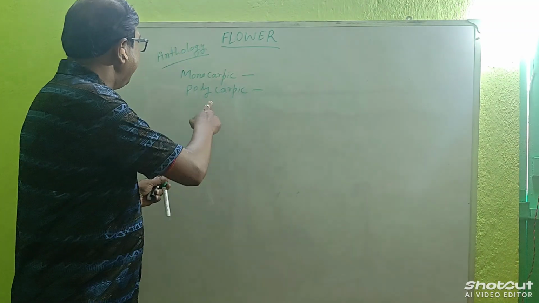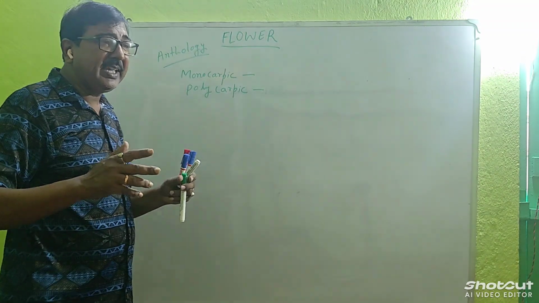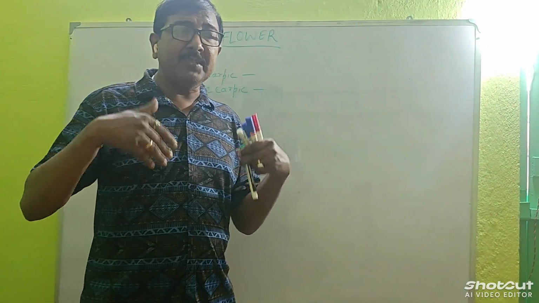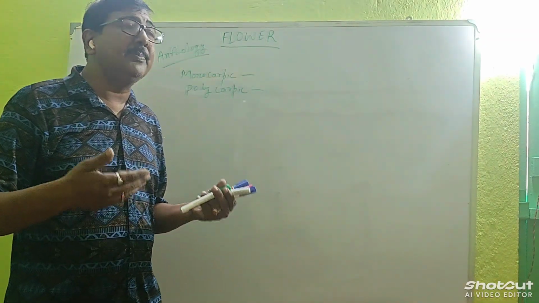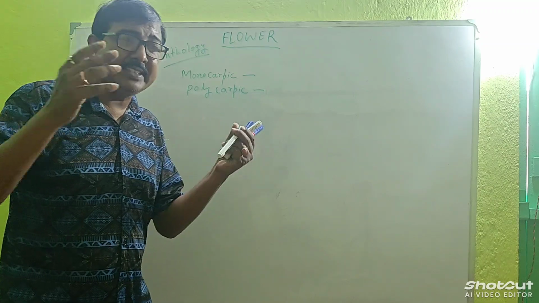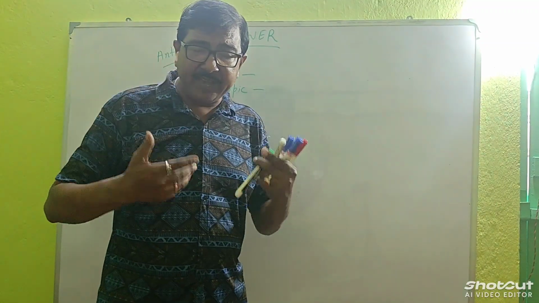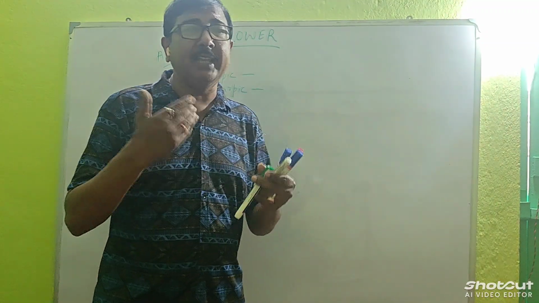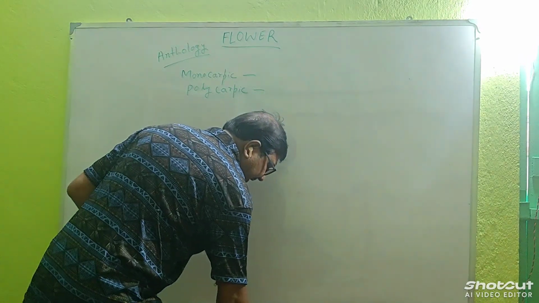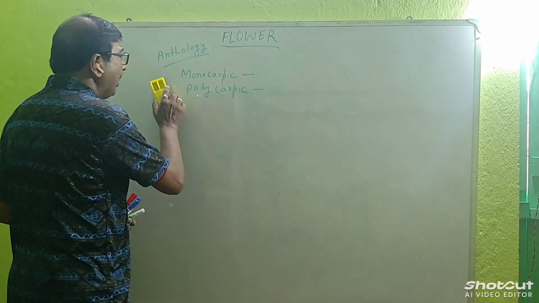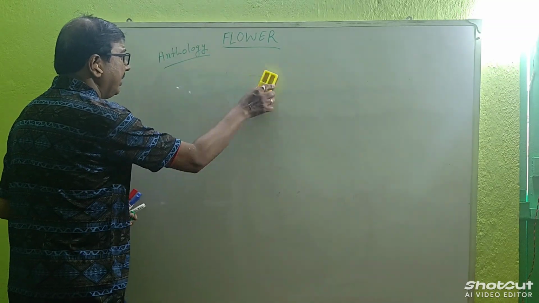Polycarpic flower means in the lifetime of that plant flower occurs many times. Means যে গাছে তার যে লাইফ টাইমটা থাকে তাতে অনেকবার ফুল দেখা যায়, সেটা হচ্ছে পলিকার্পিক. সো ফার্স্ট দিস আর দ্য টু ইম্পর্টেন্ট ওয়ার্ড, monocarpic and polycarpic.